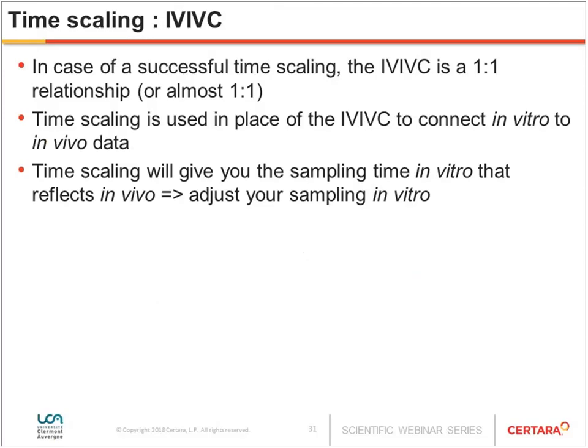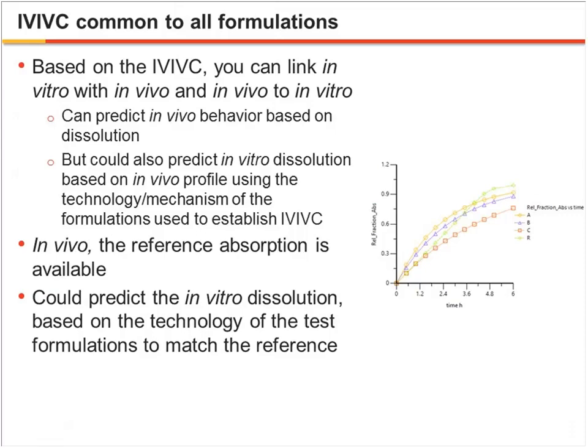When I have my time scaling, it will return an IVIVC, which is going to be a one-to-one relationship between the in vivo quantity absorbed and the in vitro quantity dissolved. So now I have an IVIVC which is common for the formulations. With my time scaling, from any type of dissolution curve, I can calculate the quantity absorbed, because I know how to link the time in vitro and the time in vivo. But I can also go the other way around: for any time in vivo, I can predict the dissolution profile that I will have in vitro.